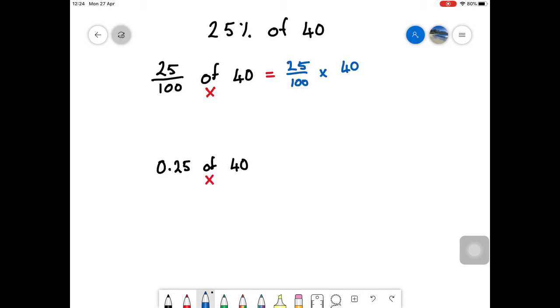And if I want to multiply fractions, the easiest is to make them both fractions. So 40 as a fraction is 40 over 1, because 40 divided by 1 is still 40. So that's my fraction for 40. 40 wholes is 40 whole units. And similarly, I can make this one 0.25 multiplied by 40. Now both those sums look the same because they are. 25 over 100 is 0.25, 40 over 1 is 40.